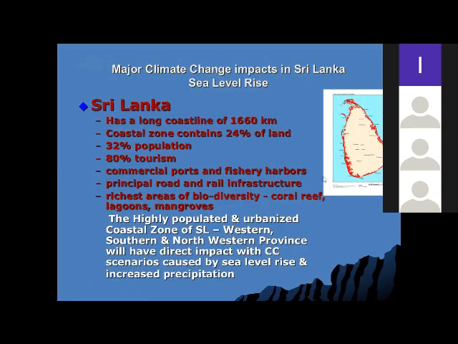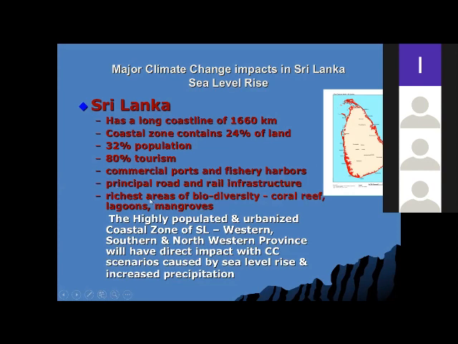So this is just to give you a quick idea. This is what happens if the sea level rises. Red areas will be inundated under the sea. So therefore, most of our problems, our coastline will be a problem. Land areas will be inundated. 32% of the population live in these areas, especially on the southwestern side. Tourism is mostly in these areas, and ports, fishery harbors, mainly roads, right? Railroads and highways are all here, and they will be affected.